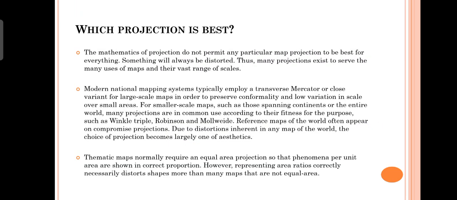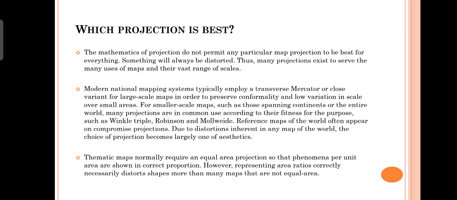Next, which projection is best? The mathematics of projections do not permit any particular map projection to be best for everything. Something will always be distorted. Thus, many projections exist to serve the many uses of maps and their vast ranges of scales. Modern national mapping systems typically employ a transverse Mercator or close variant for large-scale maps in order to preserve conformality and low variation in scale over small areas.